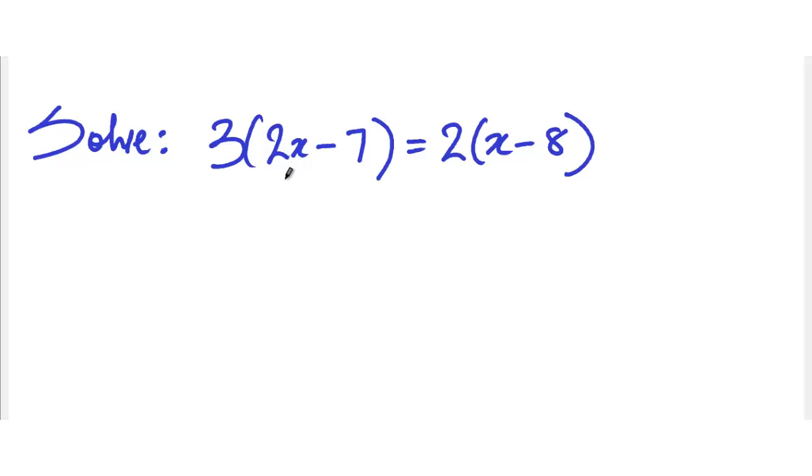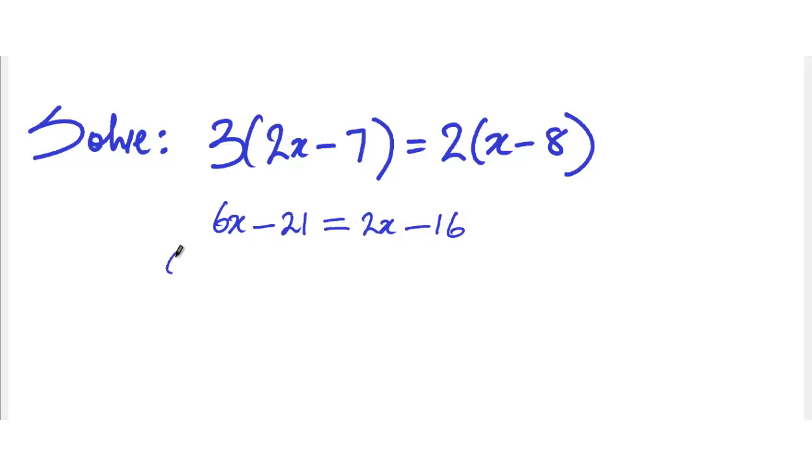We are looking for the value of x that will make the left-hand side of this equation equal to the right-hand side of the equation. So the first thing we need to do is to open the brackets for each term on each side. So 3 times 2x would give us 6x. Then 3 times minus 7 will give us minus 21. This will now be equal to 2 times x, that is 2x, and 2 times minus 8 is minus 16.